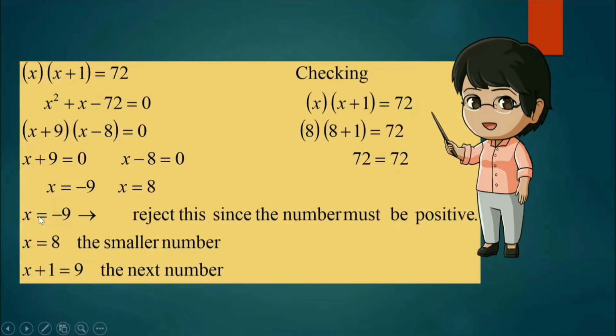to 8. So x plus 1 is equal to 9, the next number, and checking them, we have x times x plus 1 equals 72. 8 times 8 plus 1 is equal to 72. So 72 equals 72. We have just checked our solution.